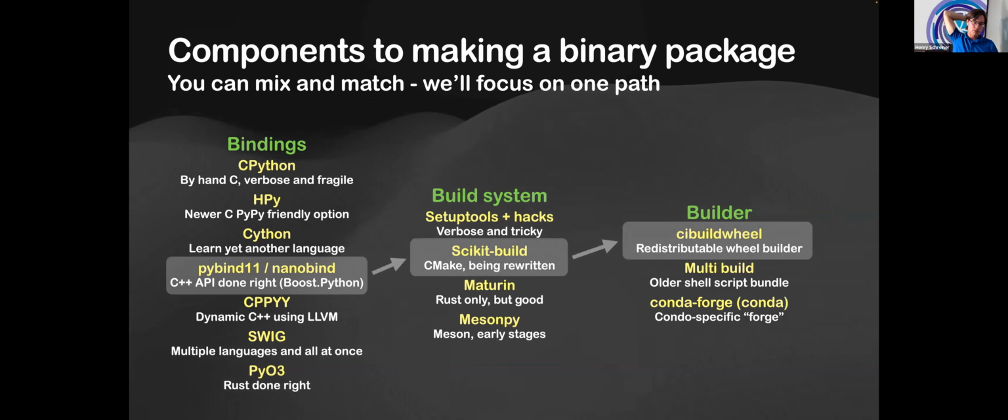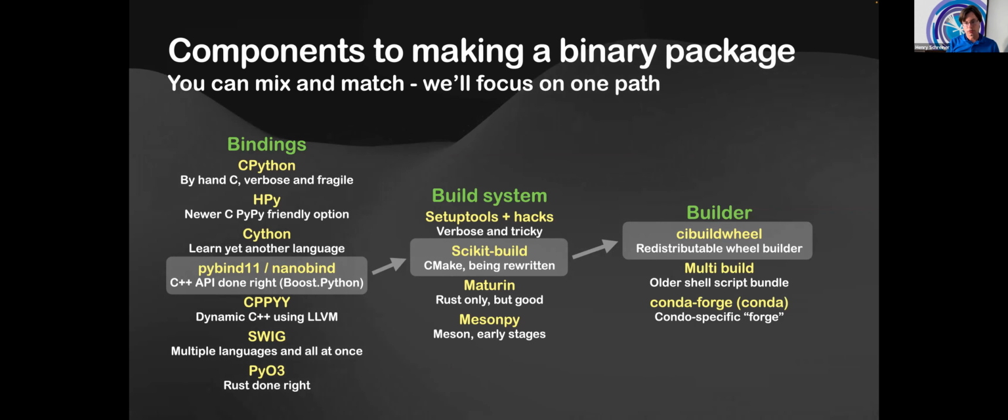If you're interested, say, in Rust, the PyO3 path there is a really good path as well, and it also has its own builder, which I didn't list there because it's not specific to Rust. But you can mix and match. You can use Maturin, or, well, I guess Maturin is for Rust. You can use meson-python, for example, instead of scikit-build.